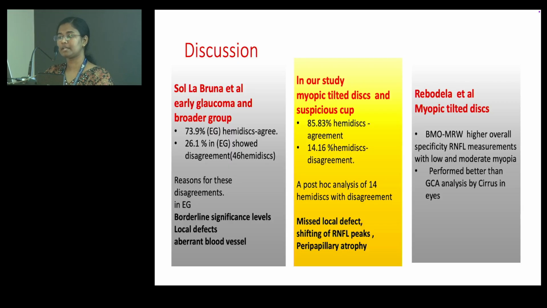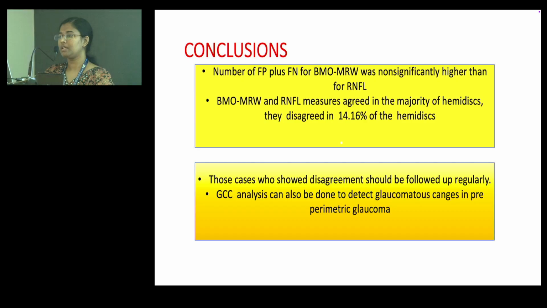A similar study done by Subru et al. in early glaucoma group, 73.9% agreed, whereas 26.1% showed disagreement, and the causes were borderline significance level, local defects, and aberrant blood vessels. A study done by Rabiolo et al. in myopic tilted disc showed that BMO had an overall higher specificity than RNFL.